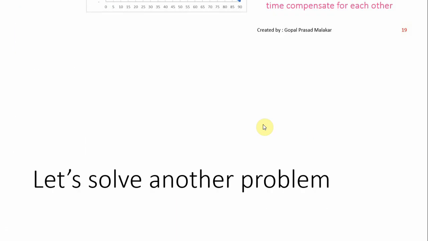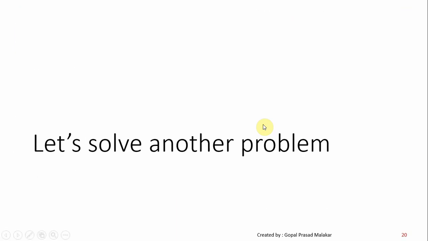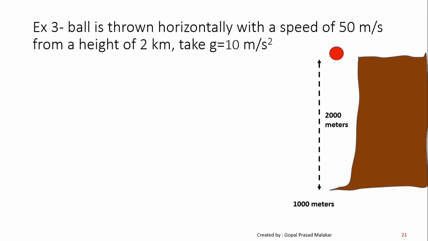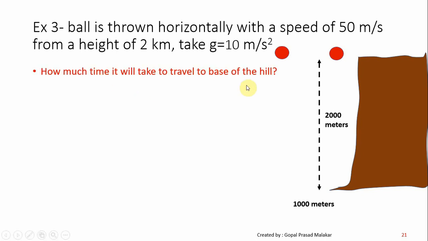Now let's understand one more example, because that will give you a good understanding. Here a ball is thrown horizontally, this time in this direction, at a speed of 50 meters per second, but from a height of 2 kilometers, 2000 meters. So the question is, how much time will it take to reach the base of the hill? For simplicity, take g equal to 10 meters per second squared.